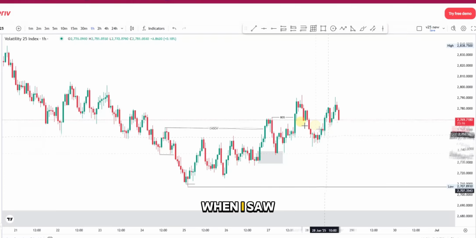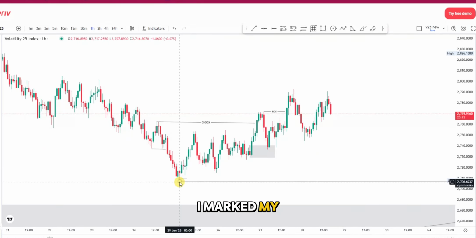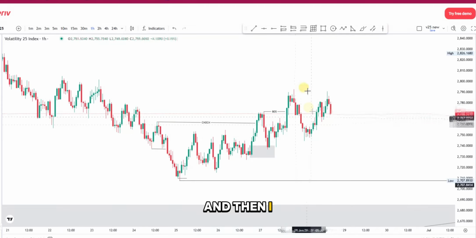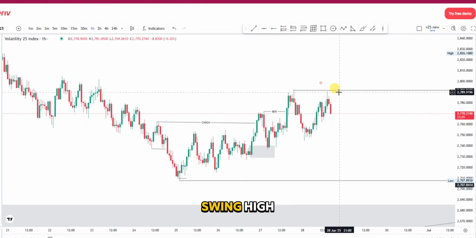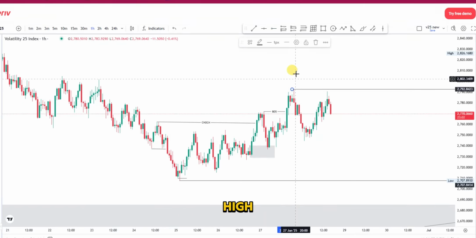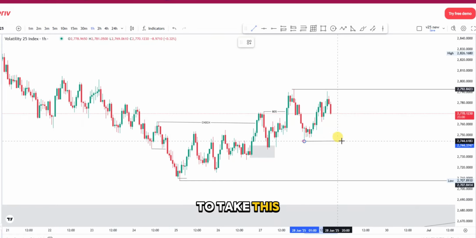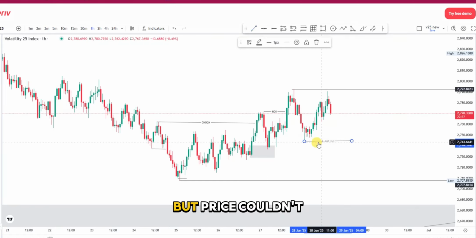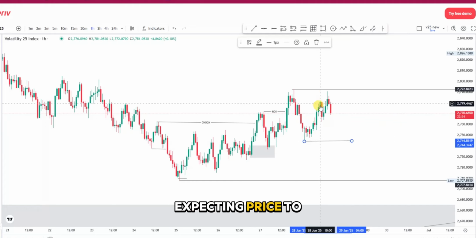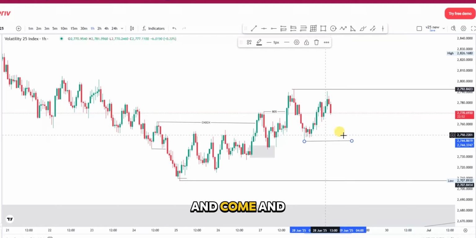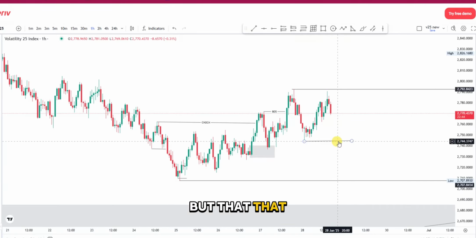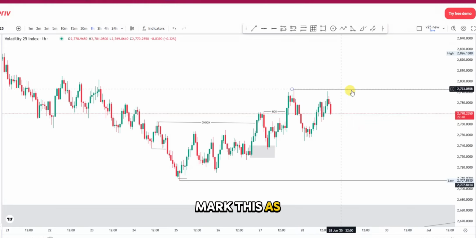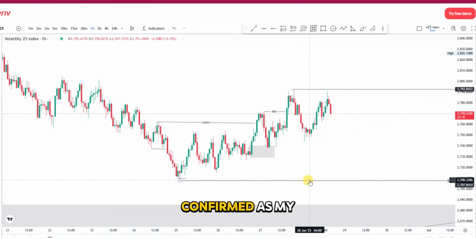All right, so when I saw this, what did I do? I marked my swing low here, and then I also came and marked this high, but by then I couldn't confirm this as my swing high, because in order for me to get a swing high on the daily time frame, the price has to take this last low, but price couldn't do that. So I was expecting price to take this high and then come and take this last low, if only price is about to go in a bearish direction, but that didn't happen. So what did I do? I marked this as my high, but this one has already been confirmed as my swing low.